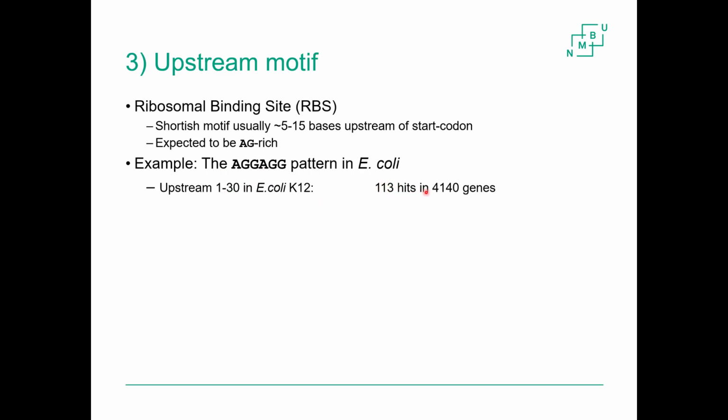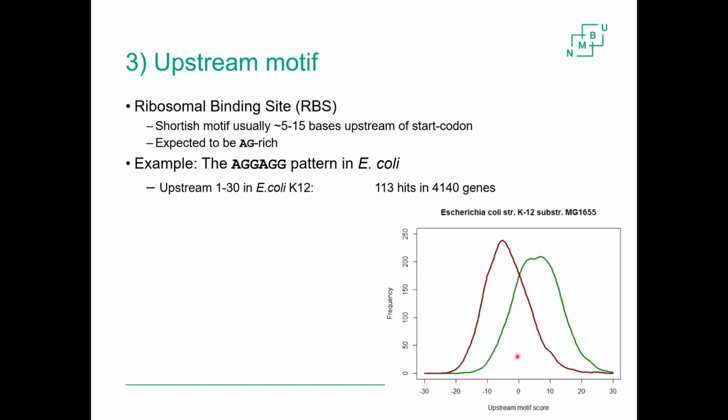Small minority, actually. So you cannot go looking for this and think that this is what will help you find all the genes. It will help you find 113 genes, but the vast majority will not have this pattern. So this was a bad signal. And here we can see a separation of the genes in E. coli K12 based on this upstream information.